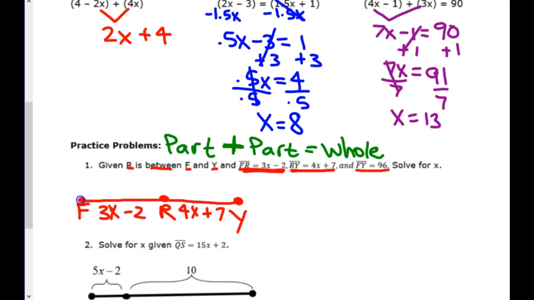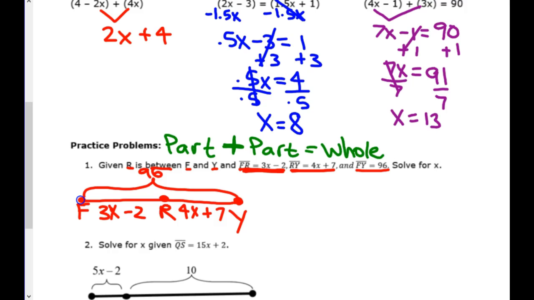So I'm going to show them with a big bracket. The whole thing is 96. So if I get a picture of what we're dealing with, once we have a clear picture of what's going on, now we're going to apply what I have here in green. Part plus part equals whole.